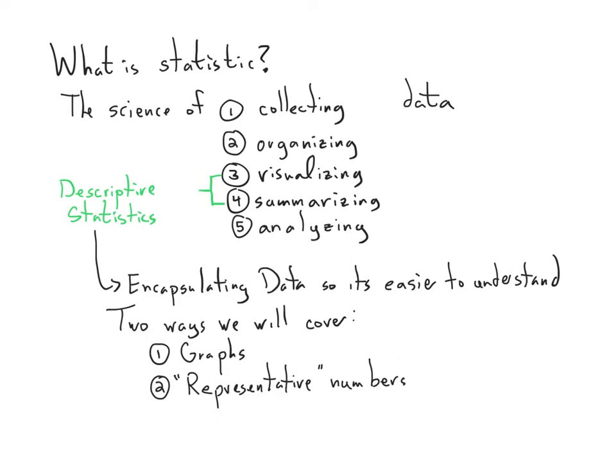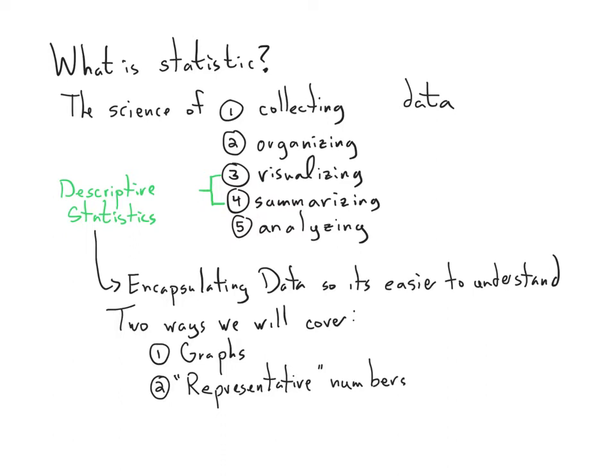All right, so for this first section, we're going to be talking about what statistics is. This whole chapter will cover the idea of statistics. So statistics can be viewed as the science of doing stuff with data. And the stuff that we're doing is collecting, organizing, visualizing and summarizing, and analyzing data.